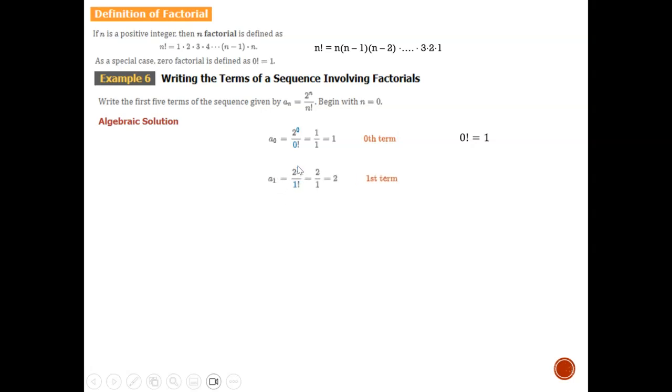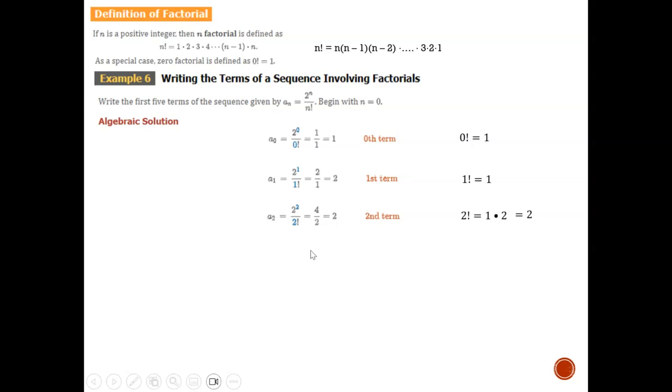A1 is equal to 2 to the first power over 1 factorial, which will give us 2 over 1, which is equal to 2. 1 factorial is equal to 1 also. Now A2, right, we're going to plug in 2 where the n's are. So it'll be 2 squared divided by 2 factorial, which will give us 4 over 2, which is equal to 2. Why? Because 2 factorial is equal to 2.